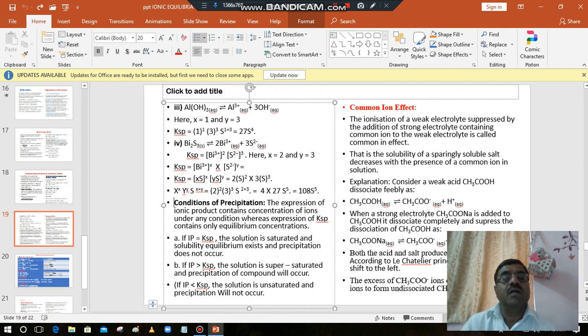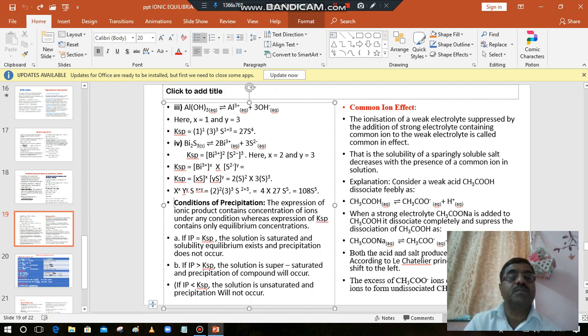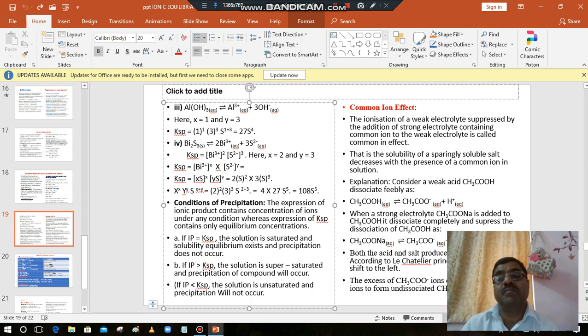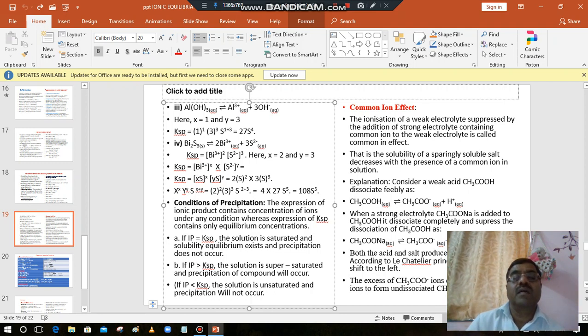Now, conditions for precipitation. If we dissolve a salt in water to form a saturated solution, what are the conditions for the precipitation? The expression of ionic product contains concentrations of ions under any conditions, whereas the expression of Ksp contains only equilibrium concentrations. The conditions for precipitation are like this.